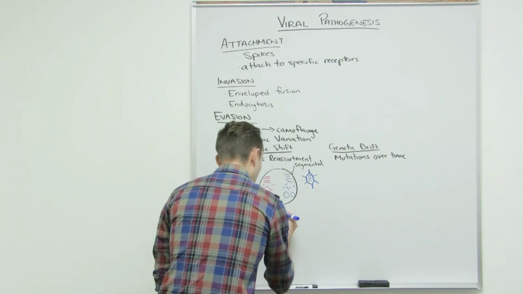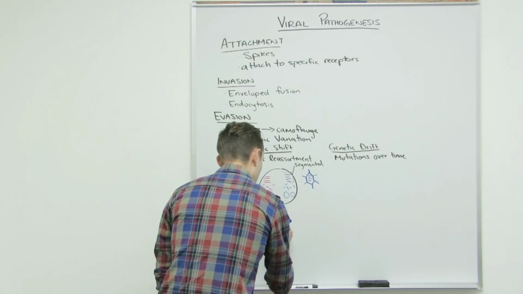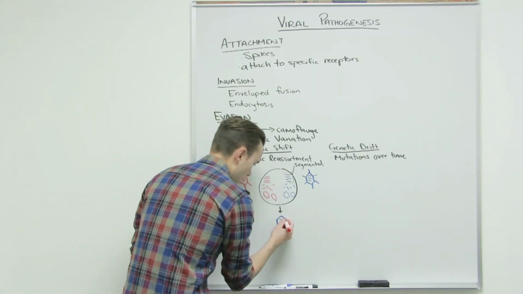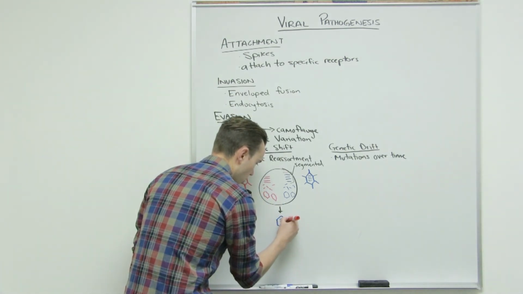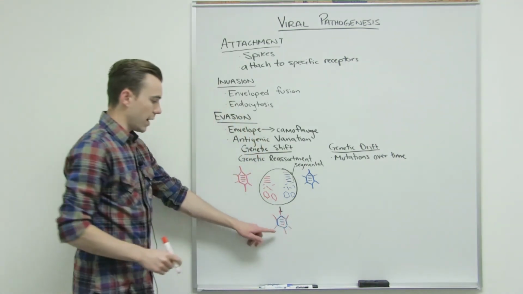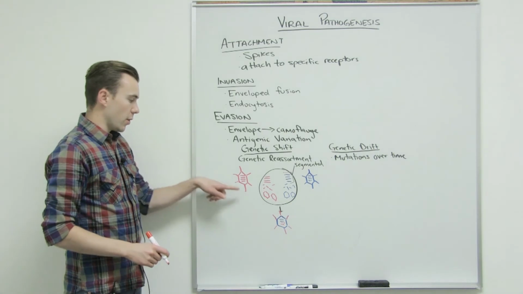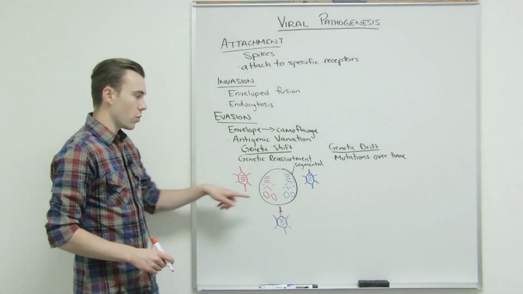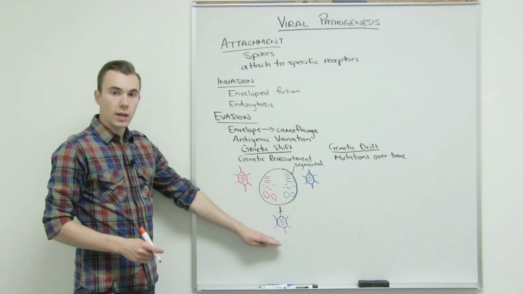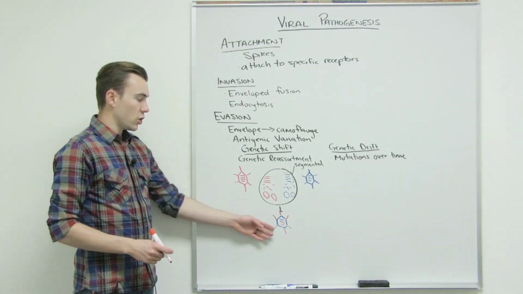Let's say it has a blue capsid, half blue genome, half red genome, and red spikes. This virus right here does not look like this one, nor does it completely look like this one. Therefore, this is a new strain. So this was the genetic shift.